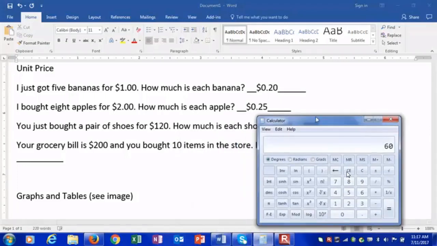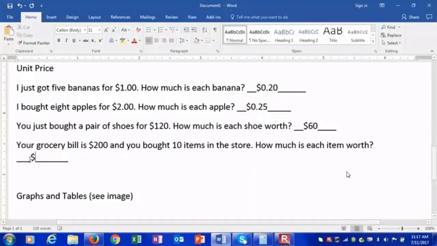Well, you pull out the calculator. 200. Divide that by 10. You have approximately paid $20 per item. Now, is that actually true? Maybe and maybe not, because we don't know how much each item was in your grocery bill. The assumption is that because you bought 10 items, the value is at least $20. But that could change based on the cost of each item.